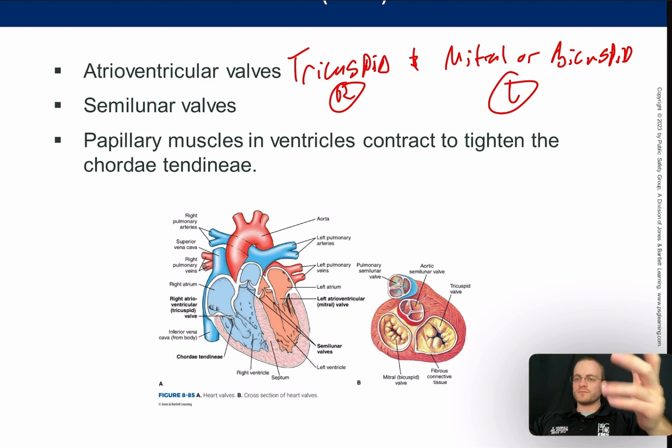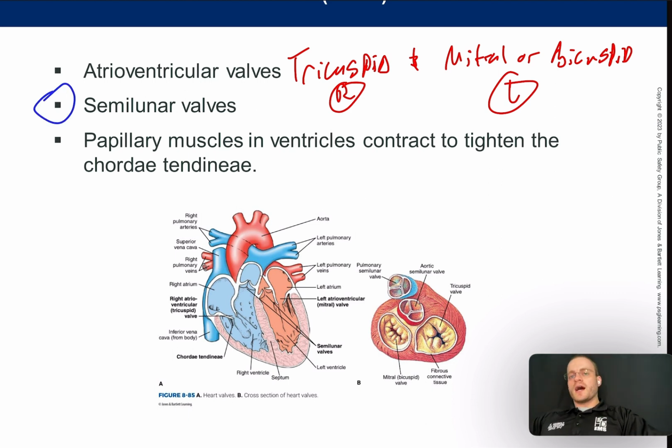Okay? Now, there are these things that we don't talk a whole lot about, but there's a lot of pathology with one of these, called semilunar valves. And the word lunar means moon, right? So these are kind of like semi-moonish valves, right?